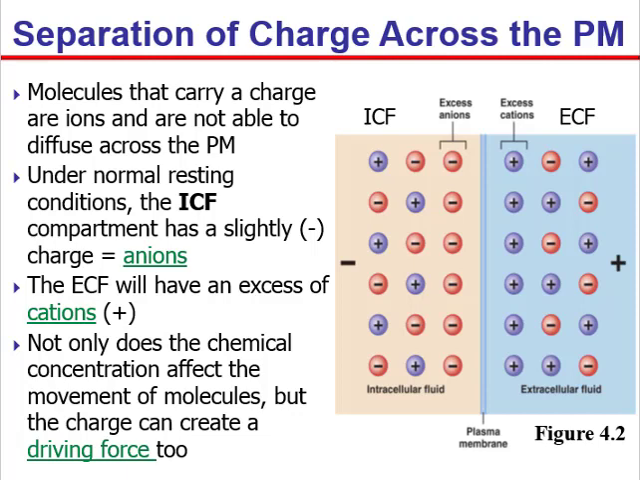So what this means is not only does the chemical concentration affect the movement of molecules from high to low, but the charge can create a driving force too. A difference in electrical potential will be measured in volts. It's established across the majority of human cells, and the ECF and ICF compartments are not electrically neutral. The separation of charge is measured as a cell's membrane potential, and we will actually measure this next week during lab number 3.